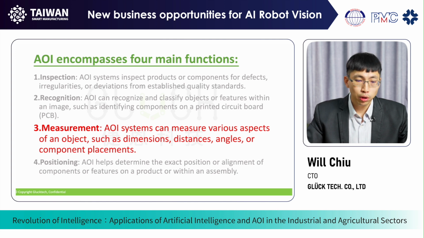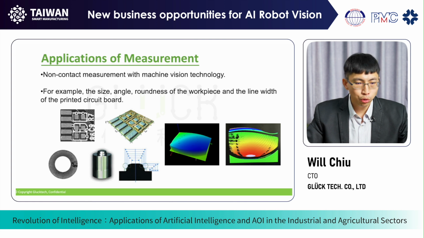And then I will share the third function in this slide. We will talk about the measurement. AOI systems can measure various aspects of an object, such as dimensions, distance, angles, or component placements. This function is crucial for ensuring precise product specifications are met. Next slide, I will show you the application of measurement.